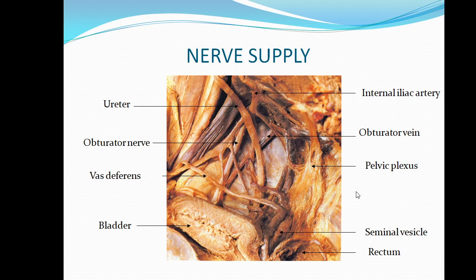Here you can see the pelvic plexus of the nerves. This is derived from the inferior hypogastric plexus and it supplies the urinary bladder. Here you can see the seminal vesicles, posterior is the rectum. Here you can see the vas deferens. This is the obturator nerve. This is the ureter. This is the internal iliac artery dividing into the anterior and the posterior division.